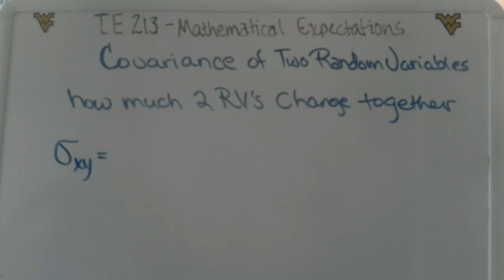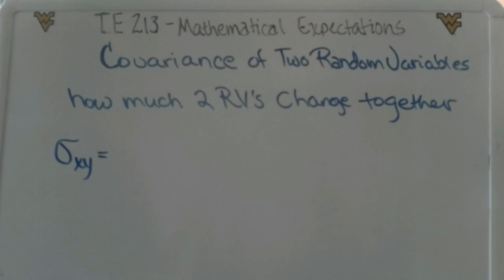Okay, this lesson is about covariance of two random variables. In probability theory and statistics, covariance is a measure of how much two random variables change together. If the greater values of one variable mainly correspond with the greater values of the other variable, and the same holds for the lesser values, the variables tend to show similar behavior. The covariance is positive.